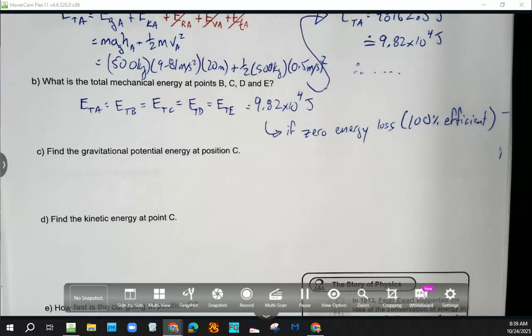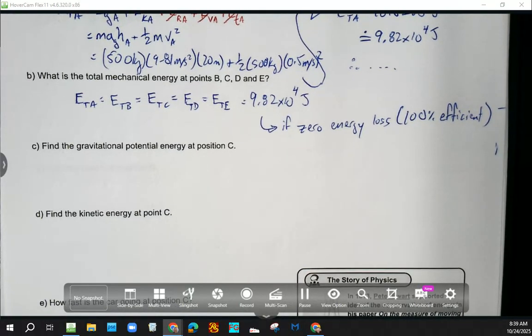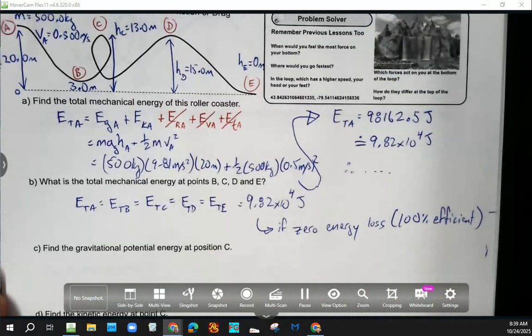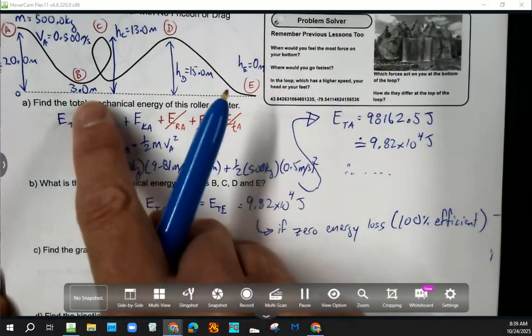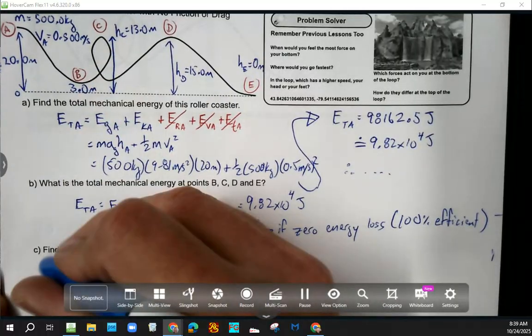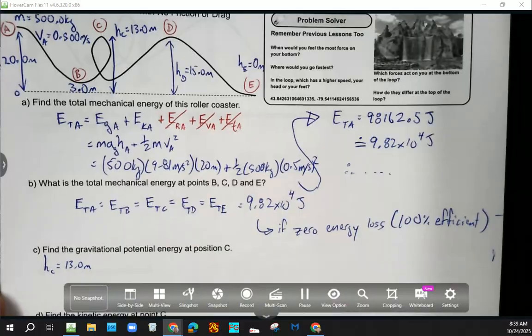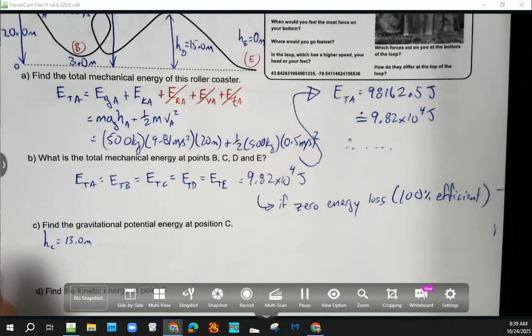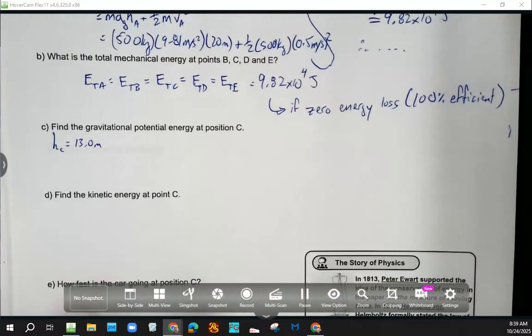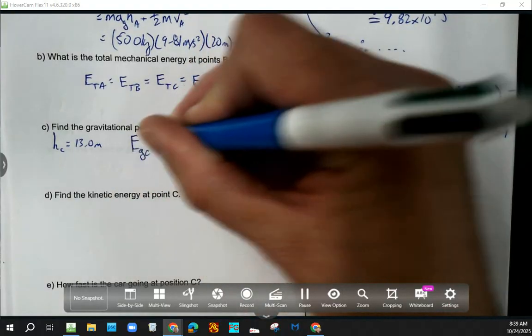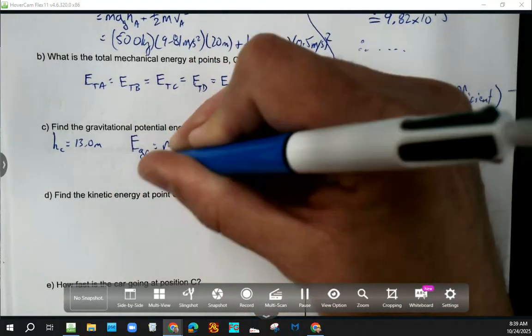So C, find the gravitational potential energy at point C. Well, we're sort of chunking this out. At position C, we have a height of 13.0 meters. So just a reminder of that, because I don't have it on screen right now, but you have it on your page. So when I say EGC, I'm going to say mass times acceleration due to gravity times height C, plug in my values.